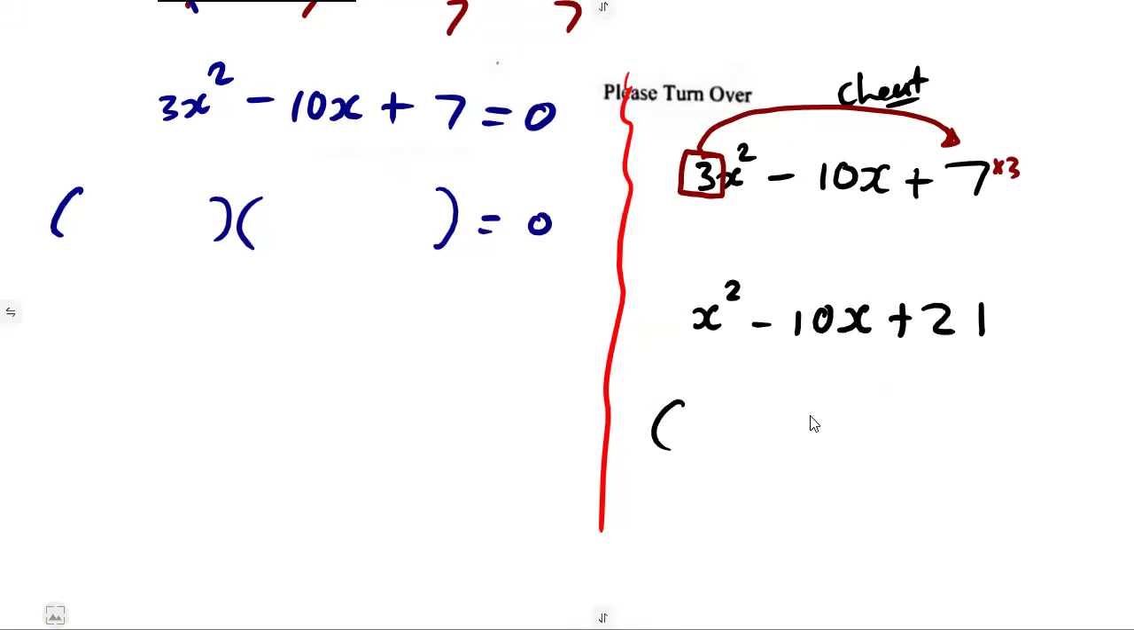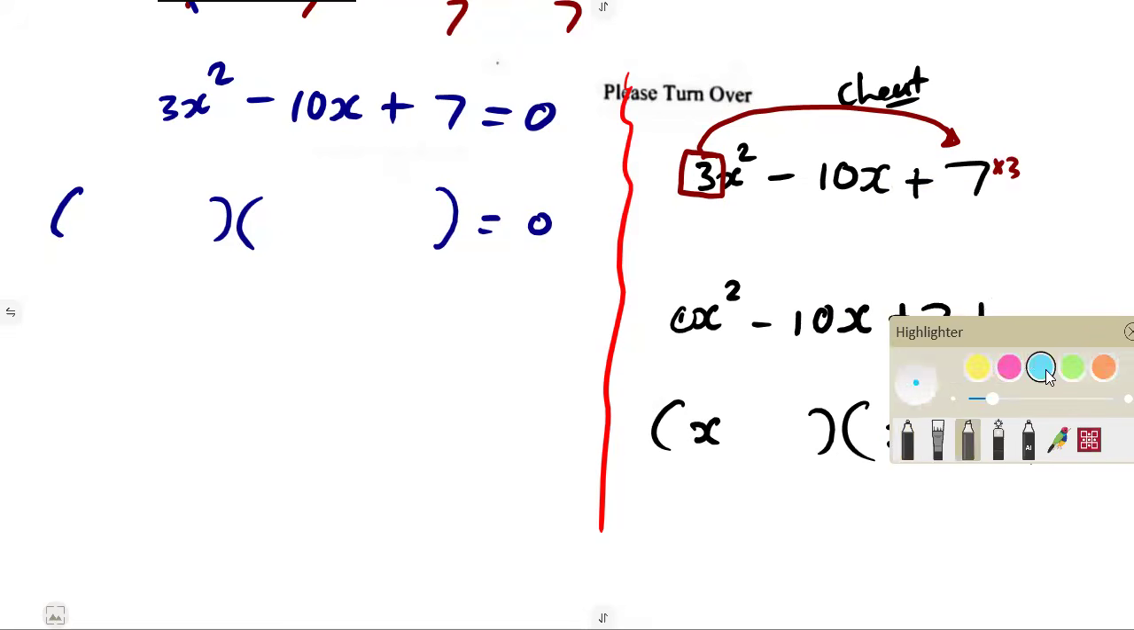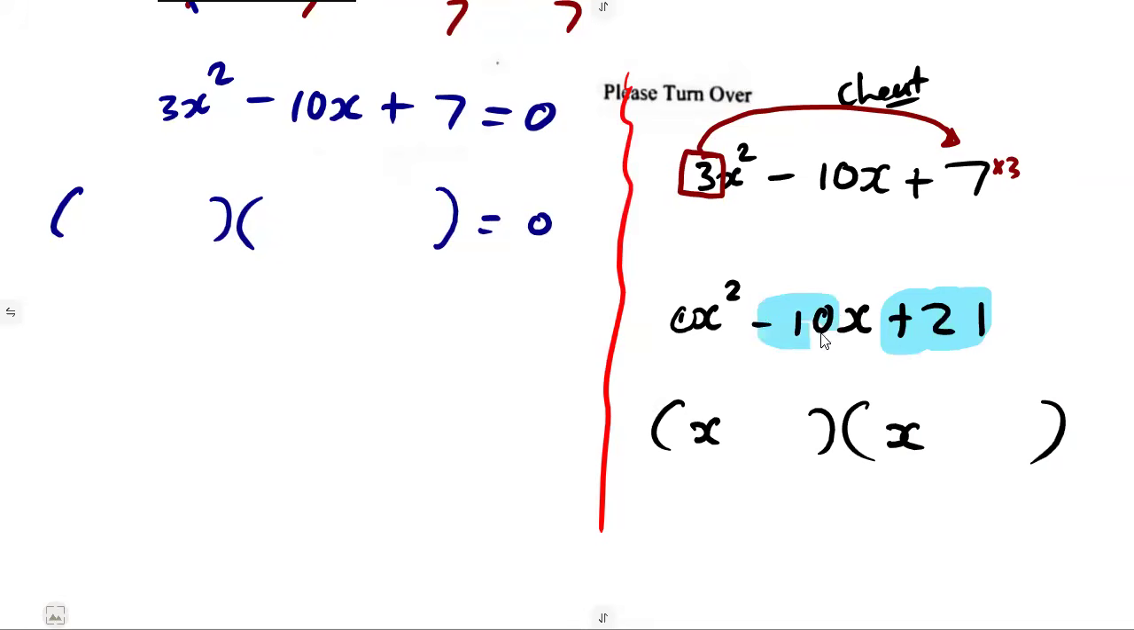Then you factorize the normal way that you are used to when the coefficient of x squared is a 1. We know that we're going to have x here, and x here. Then focusing on the factors of positive 21 which will give us a negative 10. So definitely that's negative 3 and negative 7. If you multiply these, you get a positive 21. If you add, you get a negative 10. So these are the ones that we need, guys: negative 7 and negative 3.